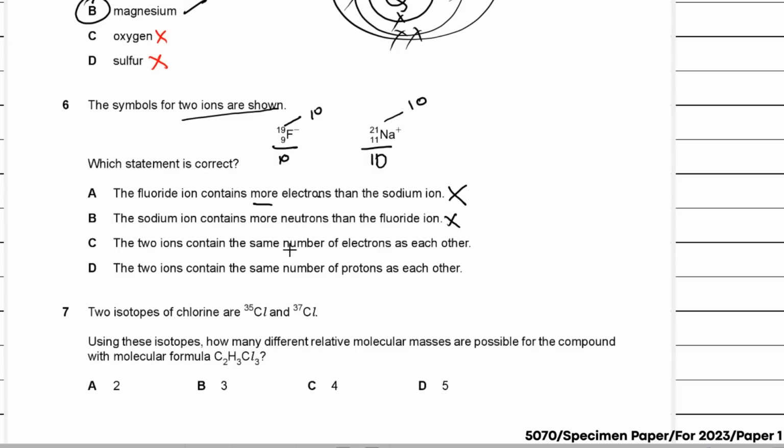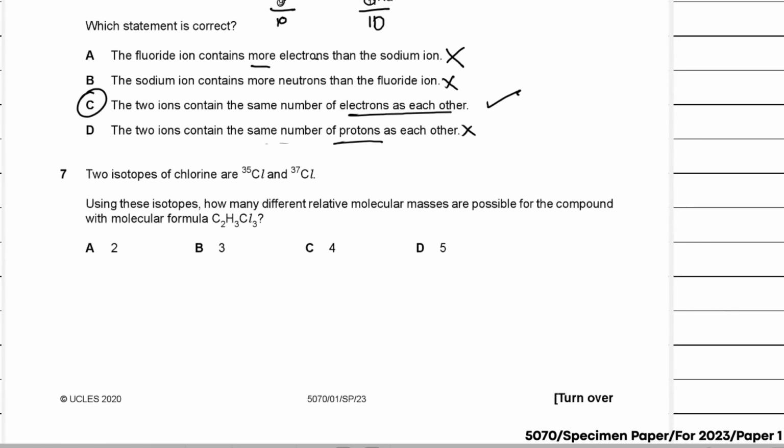The two ions contain the same number of electrons as each other. So yes, this is an option. The two ions contain the same number of protons as each other. We've got 9 over here and we've got 11 over here. So the answer is wrong. So the correct answer is going to be C.